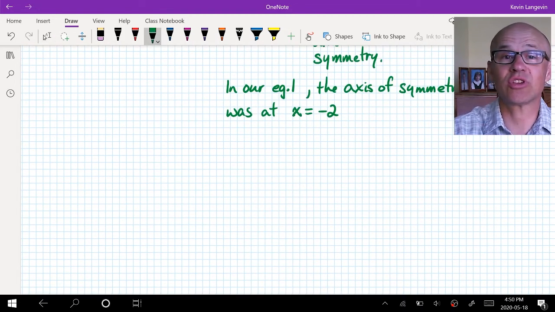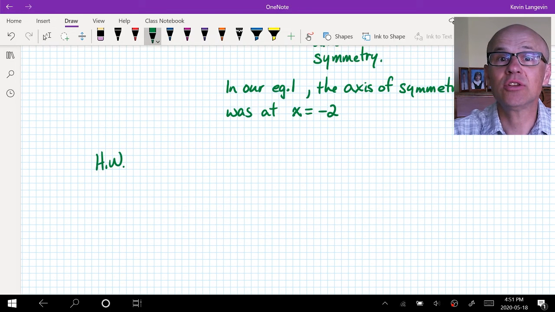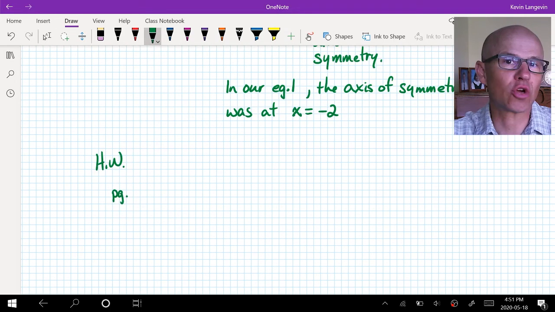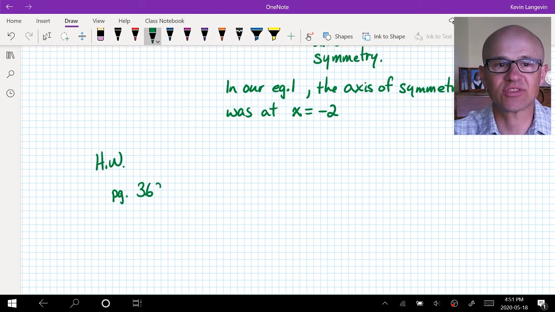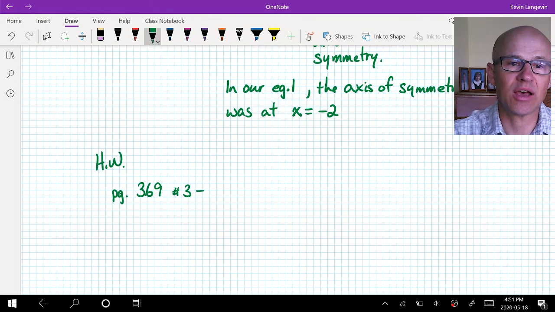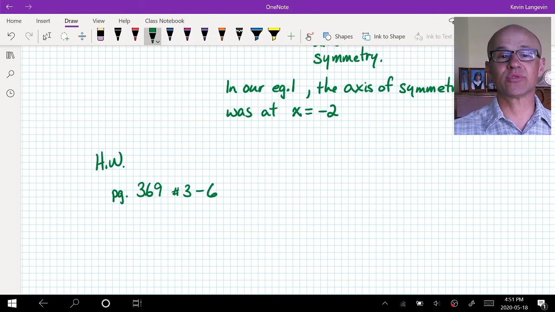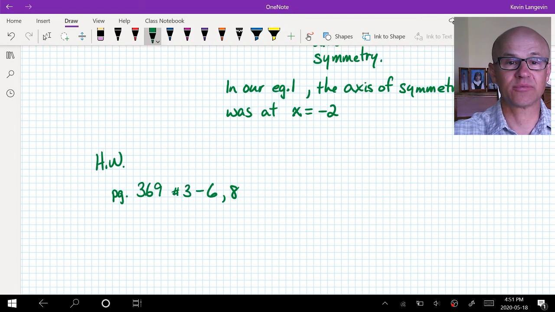Let's go back down and let's look at some homework. Our homework just works on table of values, drawing a few parabolas, figuring out this terminology of vertex and axis of symmetry, etc. Just a few questions for you, numbers 3 through 6 and number 8.